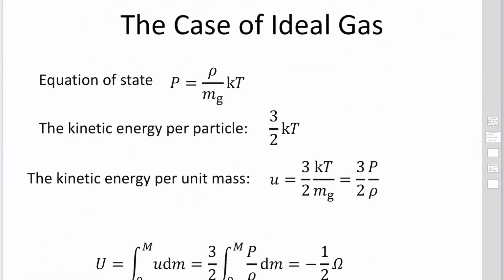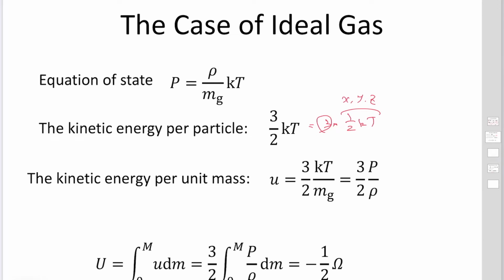When we consider the ideal gas, the equation of state is expressed as pressure P equal to the density over m_g, the mass of the nucleus, times k, the Boltzmann constant, times T, the temperature. And the kinetic energy per particle: we don't consider molecules. In the case of the nucleus, we only consider translational energy. This is equal to 3 times 1 over 2 kT. In each direction, we have 3D motion because x, y, z, so you have to multiply by 3. So it becomes 3 over 2 times kT.